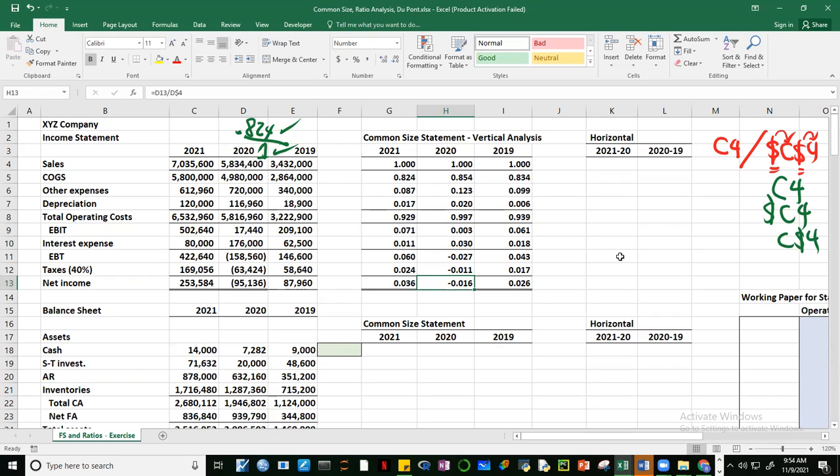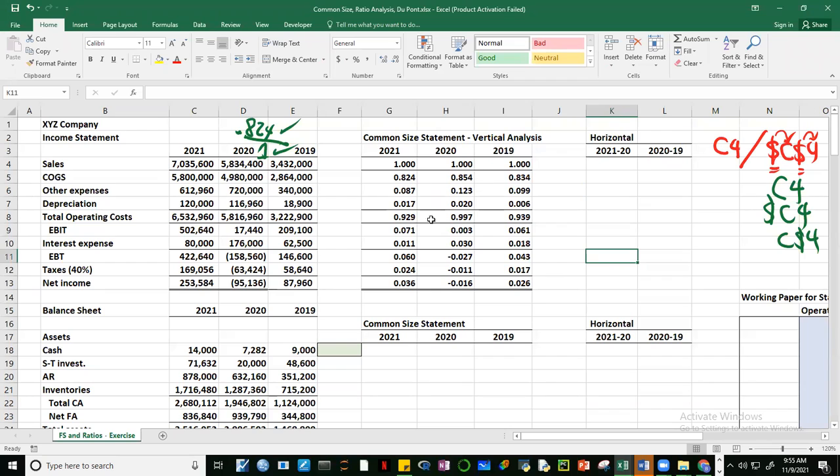In other words, for every 1 peso of sales that the company had, they were spending around 1 peso and 16 centavos, 1.16. The costs were greater than the sales. So that's why there was a net loss as far as 2020 is concerned.